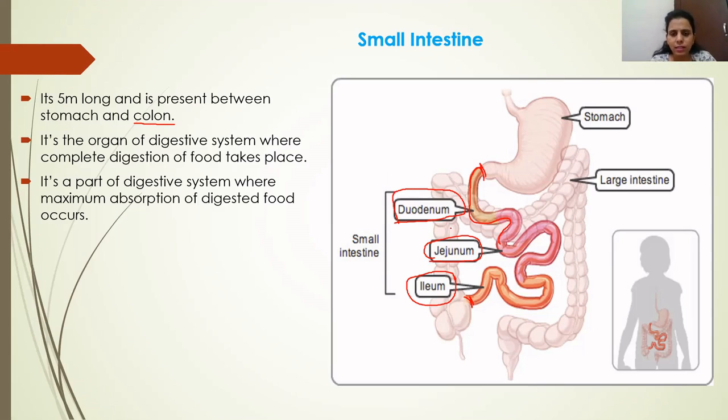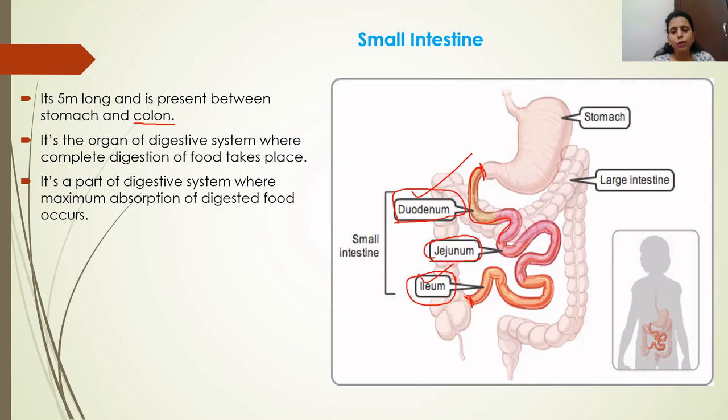As per your IGCSE syllabus, you have to focus only on the duodenum and ileum. So we will now talk about the duodenum and ileum. The small intestine mainly has 2 parts. The part which is closer to the stomach is known as the duodenum, and the part which is closer to the large intestine, or the colon, is known as the ileum.